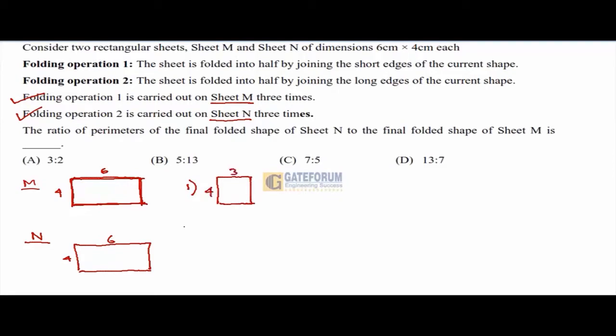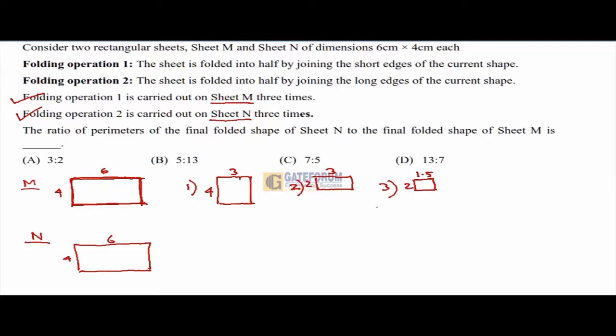and this would be 3. The second time, it is by the shorter one, so this now would be folded. It would look somewhat like this. This is 3 and this is 2. Now the third time, along the shorter edges, along 2, this will be folded. So this would be somewhat like this, this being 1.5 and this being 2.